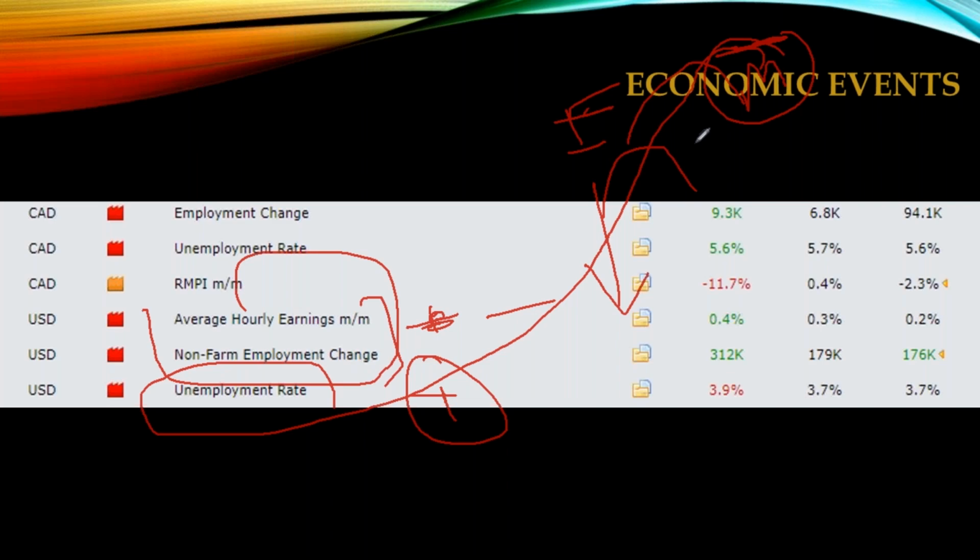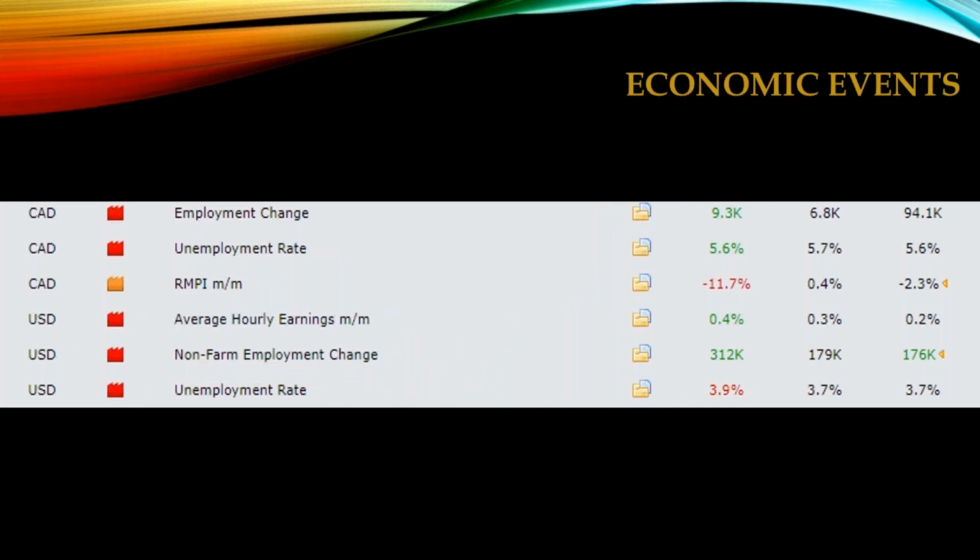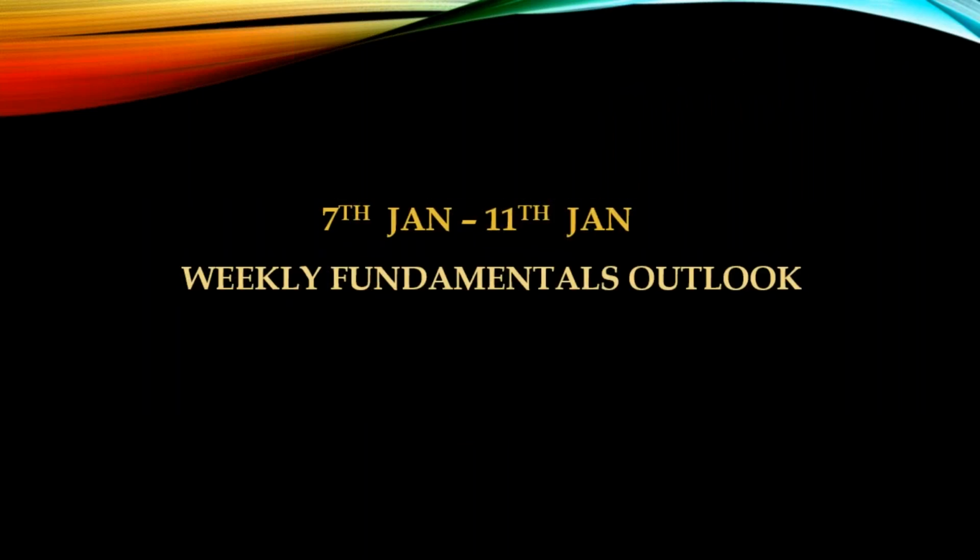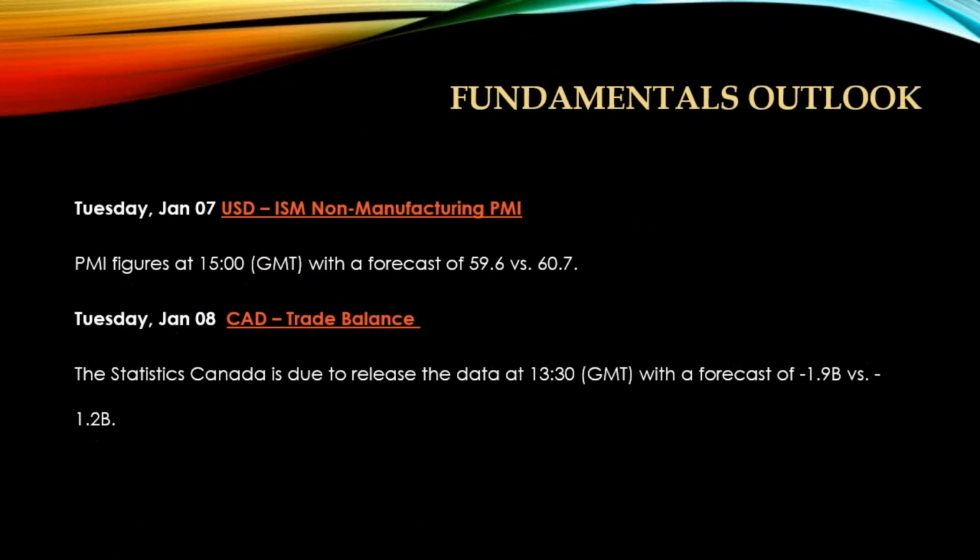So gold will be bullish right now because of the negative unemployment rate. WTI should be bullish right now because unemployment rate is negative. So that is exactly how the market is trading today. So what we are going to do right now is, enough about the past week. We are going to look at the economic events which are likely to be there this week. We are going to go through them one by one very quickly.